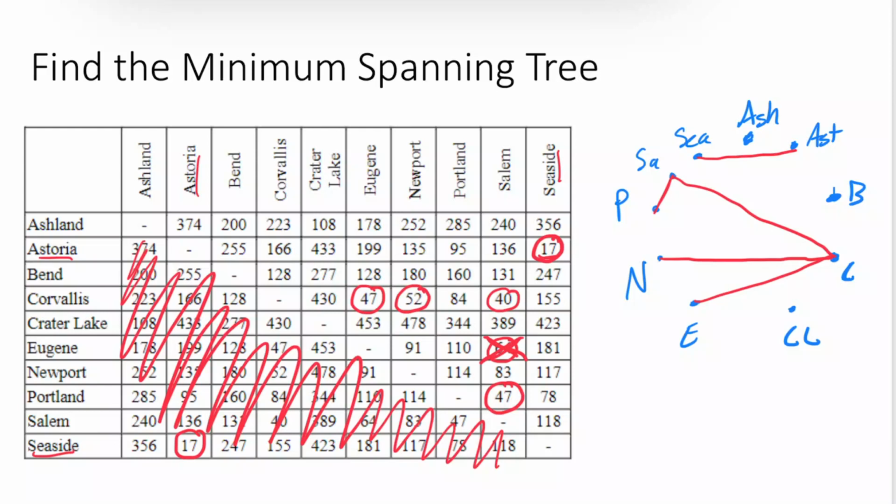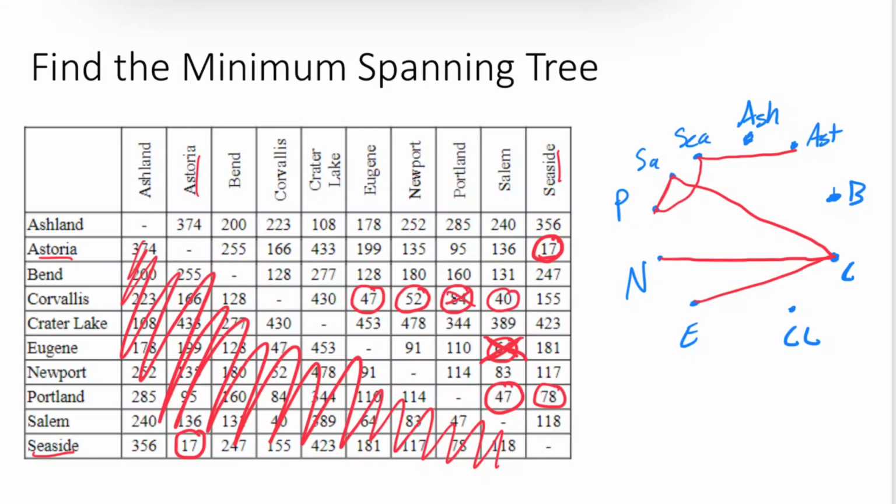Then I would look for my next cheapest edge, and it looks like it would be, I think, the 78, which connects Seaside and Portland. So these two would be connected. And then 84 is Portland and Corvallis. But if I do Portland and Corvallis, that creates a circuit. So I'm not going to use the 84.